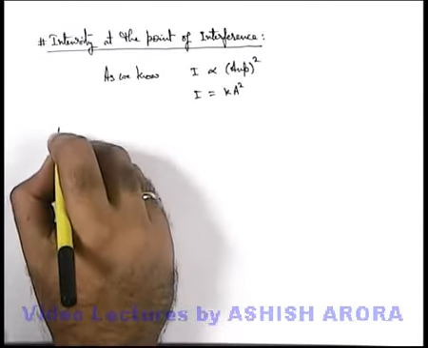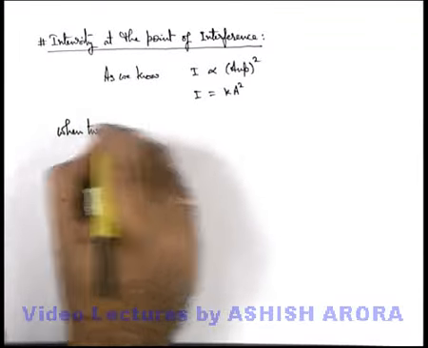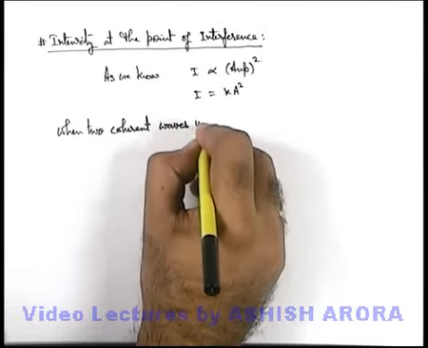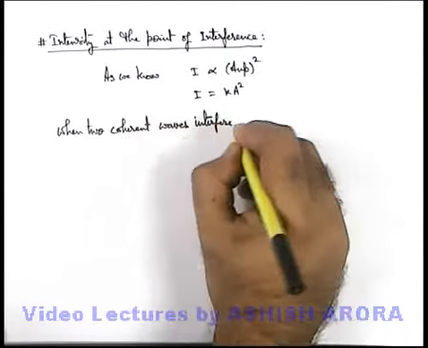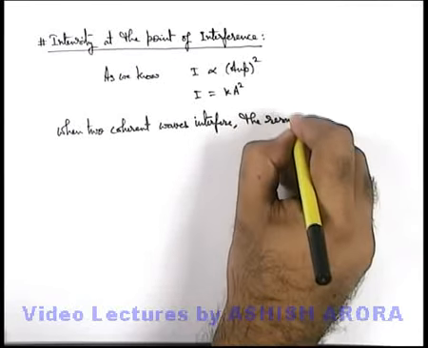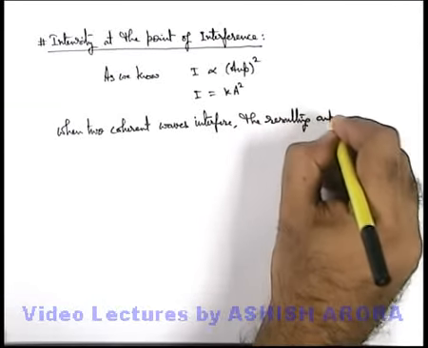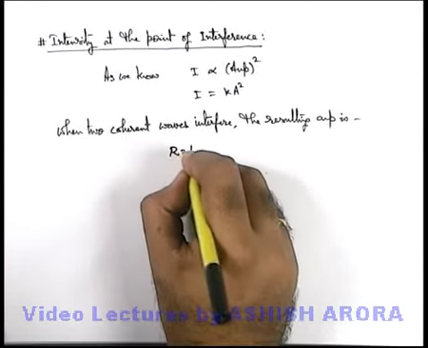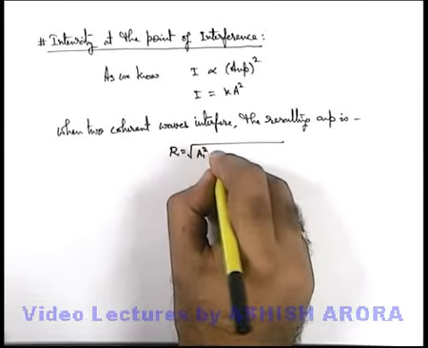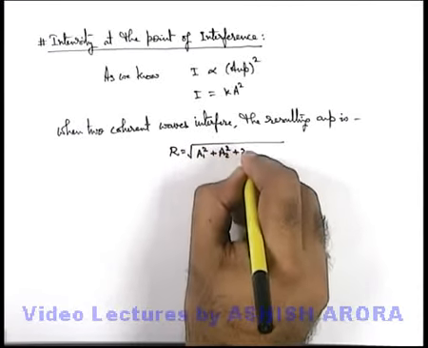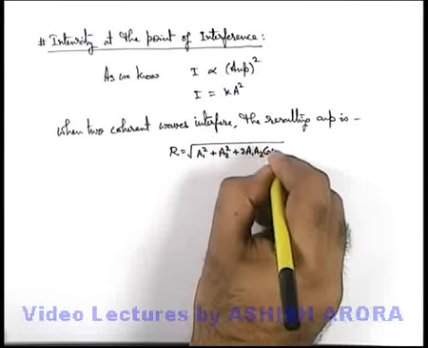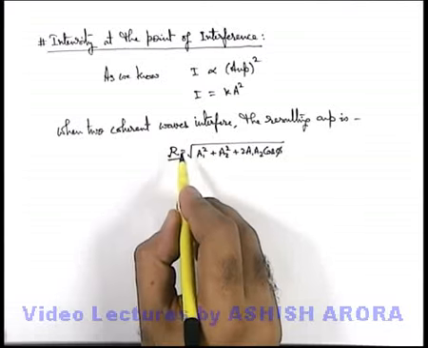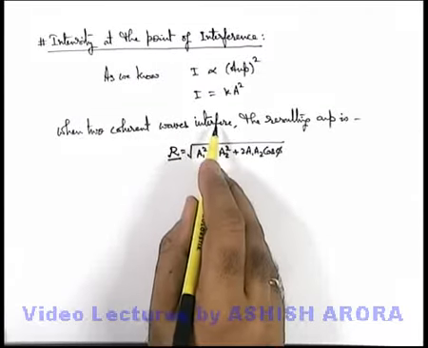Now we can say when two coherent waves interfere, the resulting amplitude is given, as we have just now studied, the value of R is given as the square root of A1² + A2² + 2A1A2 cos φ. So R is the amplitude of the modified oscillation at a point where the two waves are interfering.